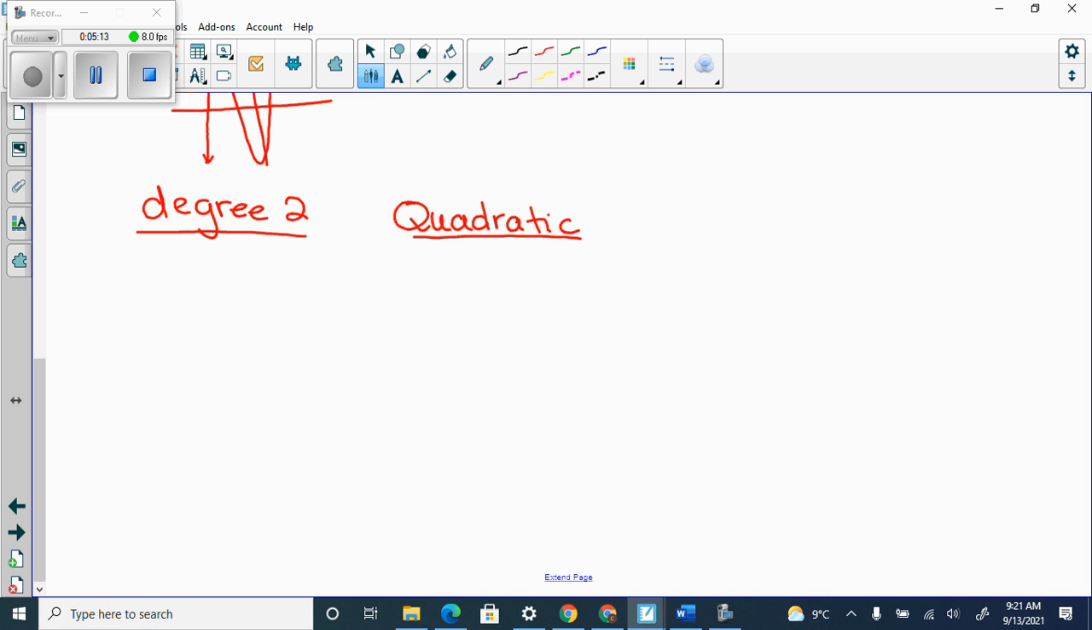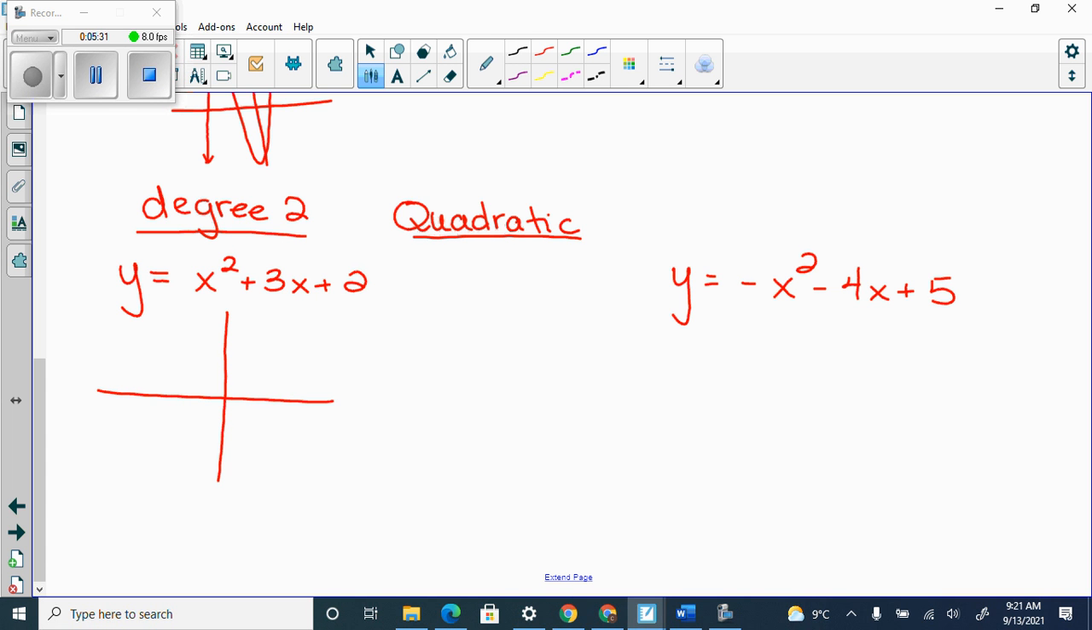So, I'm going to get you to type into your calculator y equals x squared plus 3x plus 2. And then type in y equals negative x squared minus 4x plus 5. And sketch them quickly. I don't want you to go find the x and y intercepts or anything. I just want a literal sketch off the calculator.